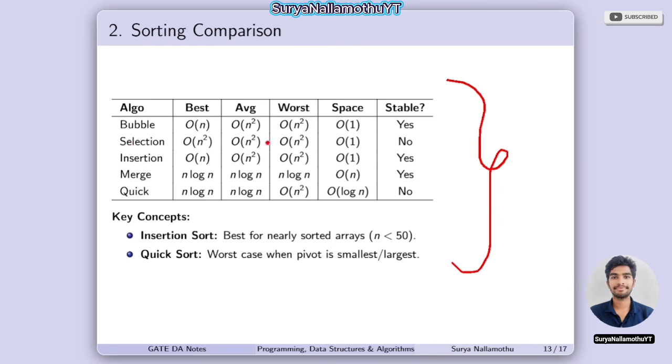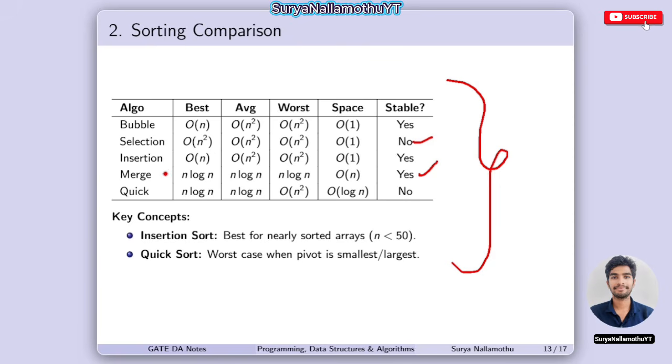For selection sort, the best, average, and worst cases are all the same, but it is not stable, right? You need to remember this point. Next, for merge sort also, it is O(n log n) in the best, average, and worst cases, but it is stable. So this is the difference between selection sort and merge sort. You need to remember this point.